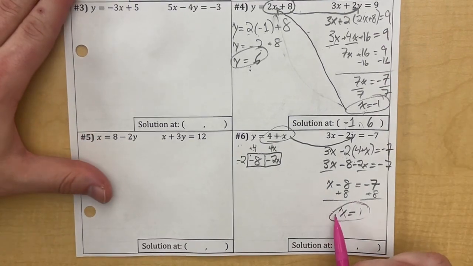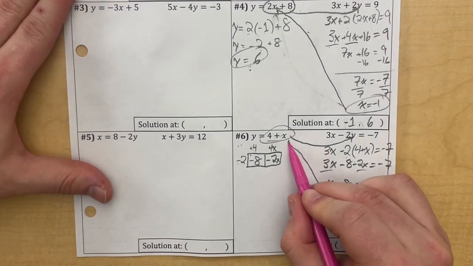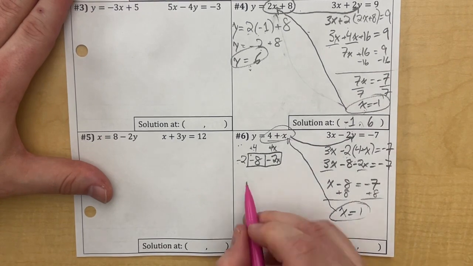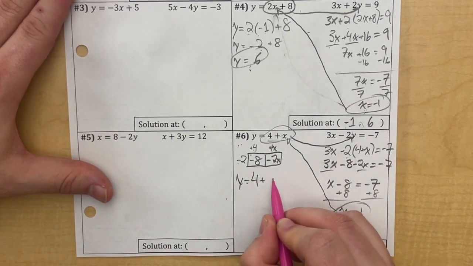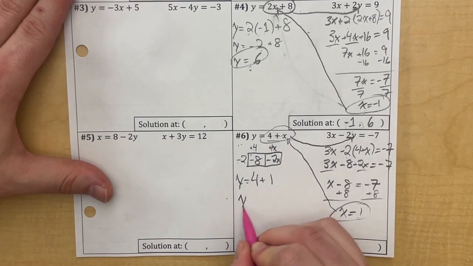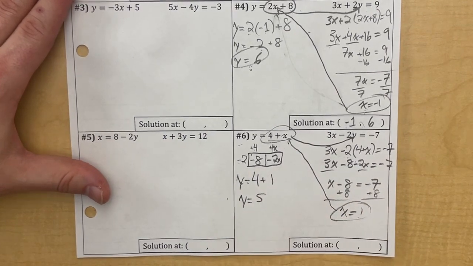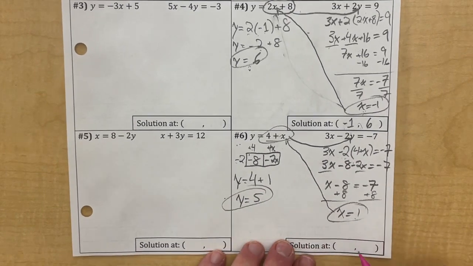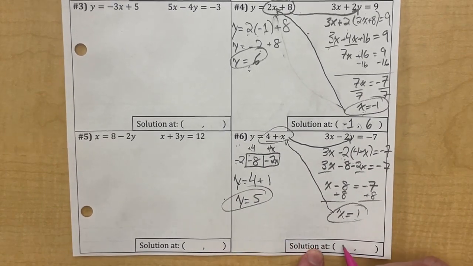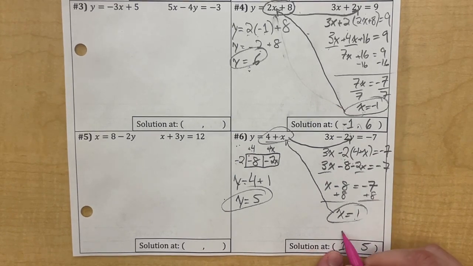All right, so now I'm going to plug that value of x back into that equation. So I have y equals 4 plus, instead of x, I now have 1. So I'm going to say y equals 5. Again, real simple, nice and easy. Make sure you write your solution as an ordered pair. So I'm going to say my solution is going to be at the point 1, 5. So again, x value, then a y value.